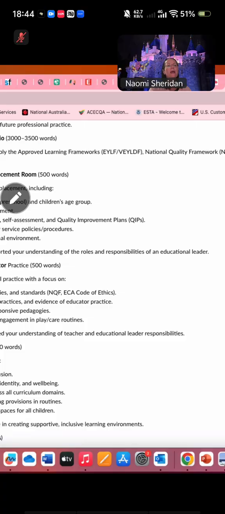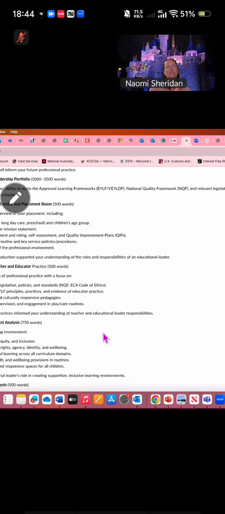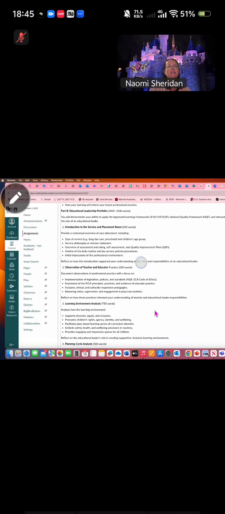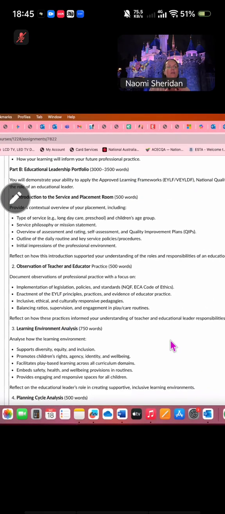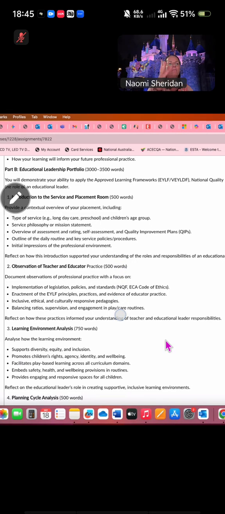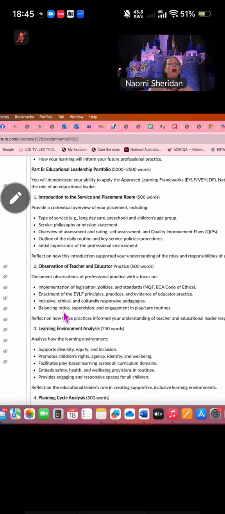Part 2 is looking at observation of a teacher and an educator. So doing different observations and looking at all of these documents we're going to be talking about: the Code of Ethics, the National Quality Framework, the Early Years Learning Framework, the Child Safe Standard. So we're going to be using all of these documents for your various assignments as well. Looking at how they balance ratios, what does supervision look like, and then reflecting again on these practices with your understanding of the role of a teacher and some educational leader responsibilities.